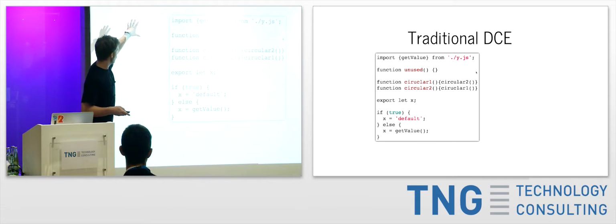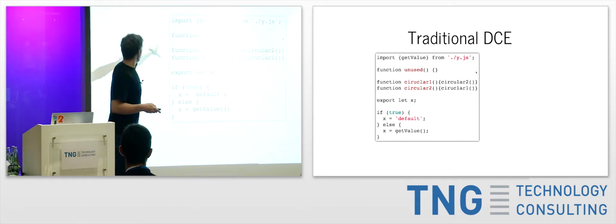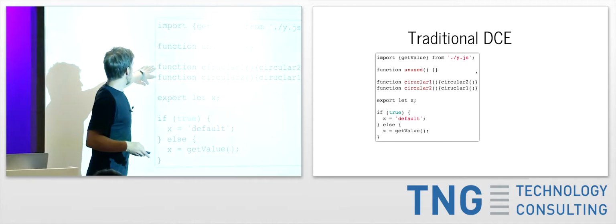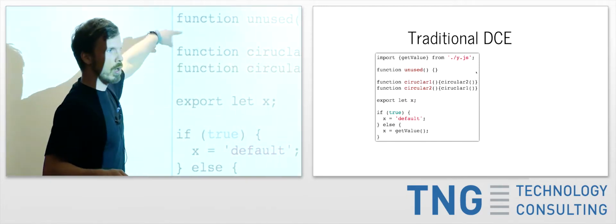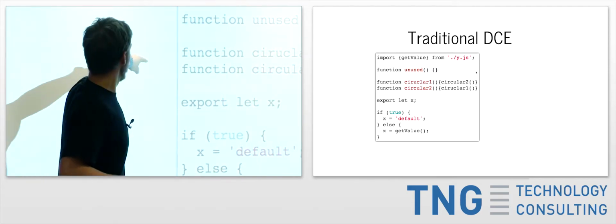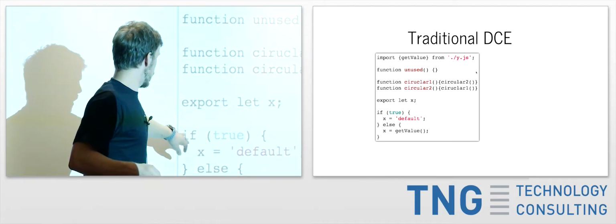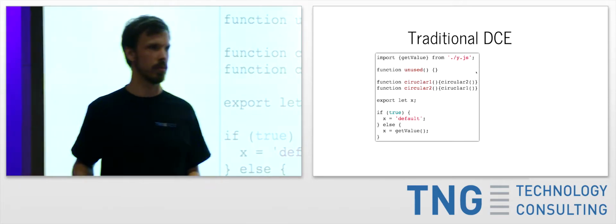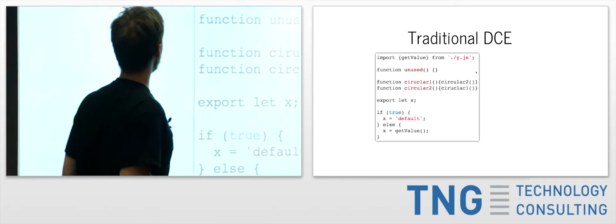So I have a small module with lots of dead code, obviously. I have an unused function here, 2 other unused functions here, which are calling each other and importing something from here. And then I have an if statement that is always resolved to the first branch. Okay, so what would the algorithm do?